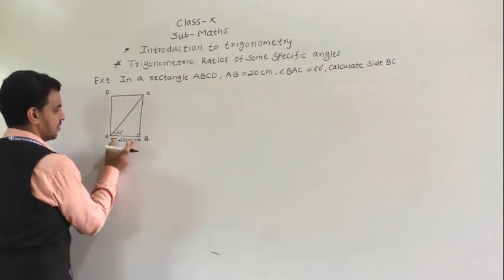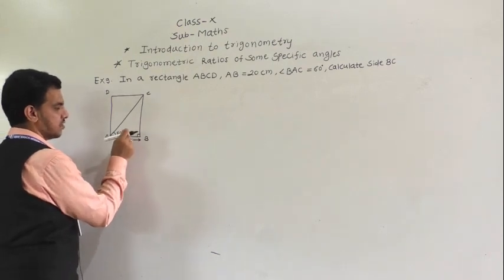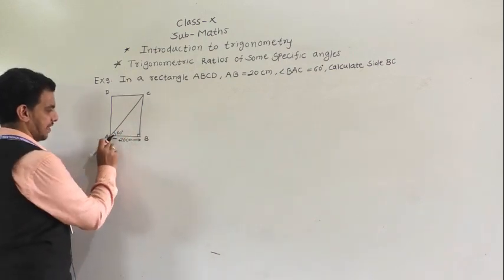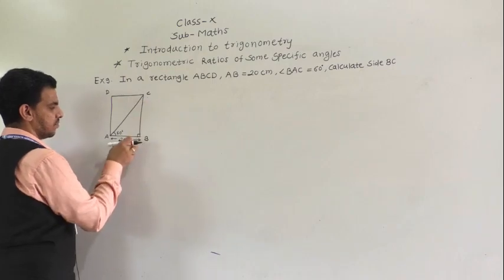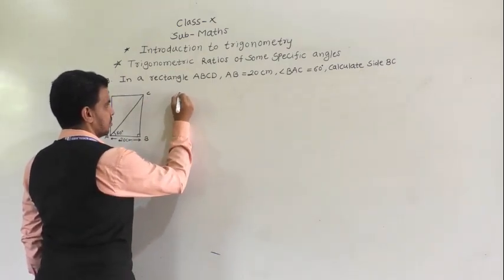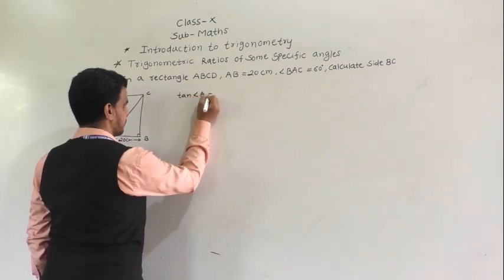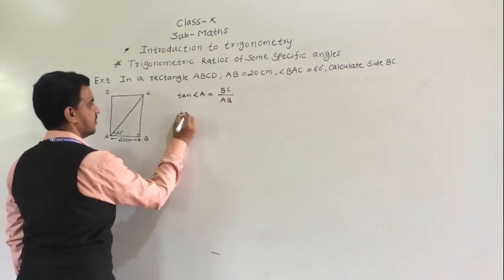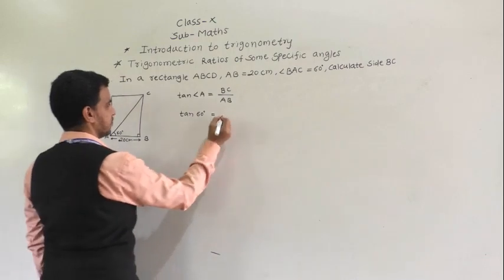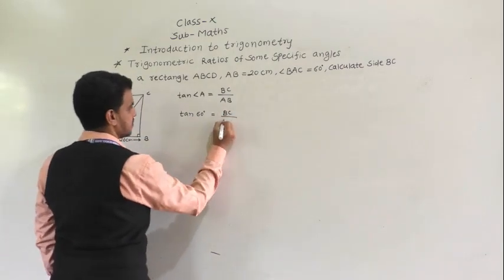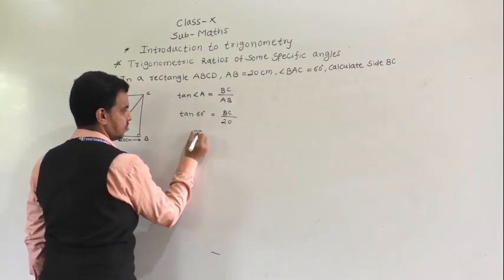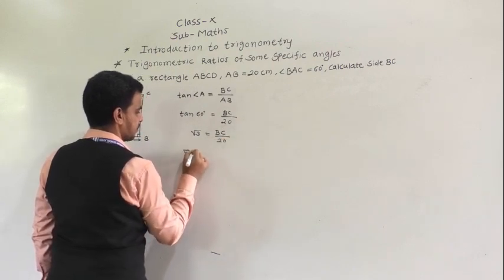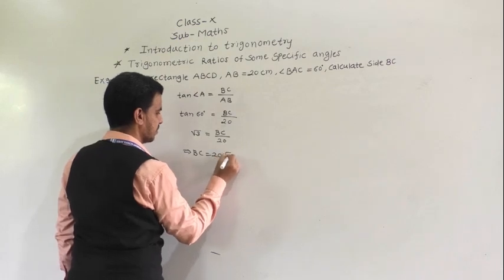We only use tan 60 degrees here, because tan theta, we know the definition is opposite side by adjacent side. So if we take tan of angle A, that is equal to BC divided by AB. So tan 60 degrees is equal to BC divided by AB, which is 20. Now tan 60 value is root 3. So root 3 is equal to BC divided by 20. Therefore BC is equal to 20 root 3 centimeters.